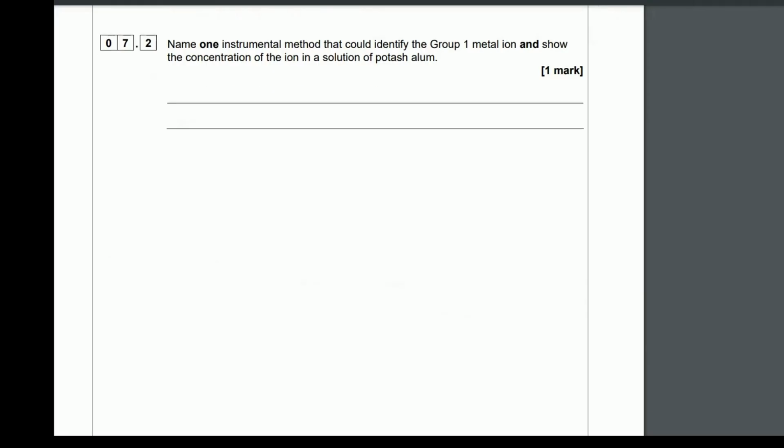Right, we're on 7.2. Name one instrumental method that could identify the group 1 metal ion and show the concentration of the ion. Problem with the flame test is it doesn't tell you how much potassium is actually there. Whether it's just a little potassium or a lot of potassium, it's just going to give you a nice purpley, pinky, lilac flame. However, there is one way, and it is called flame emission spectroscopy.